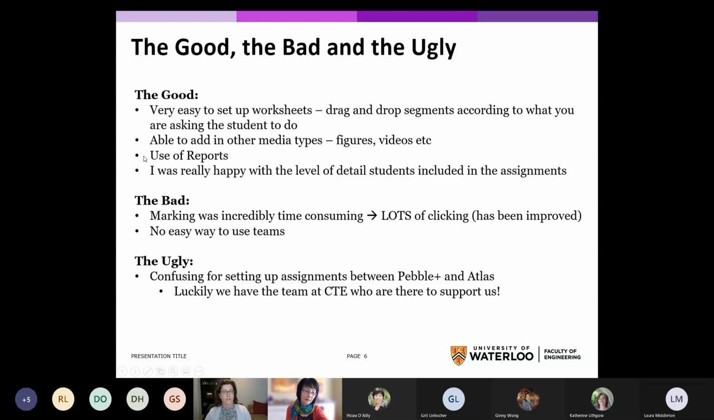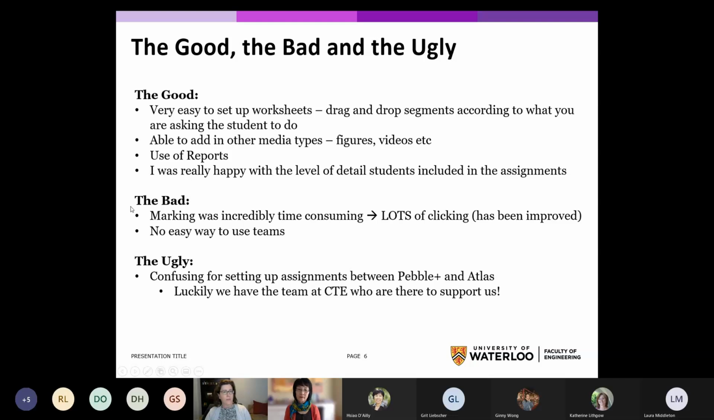The use of reports, and I'm learning more and more as I talk to Catherine about the function of that. And I was really happy with the level of detail that the students included in the assignments. I think just by having it all there, very easy to see it all laid out, they didn't have to worry about figuring things out. They could just add in their comments and results.